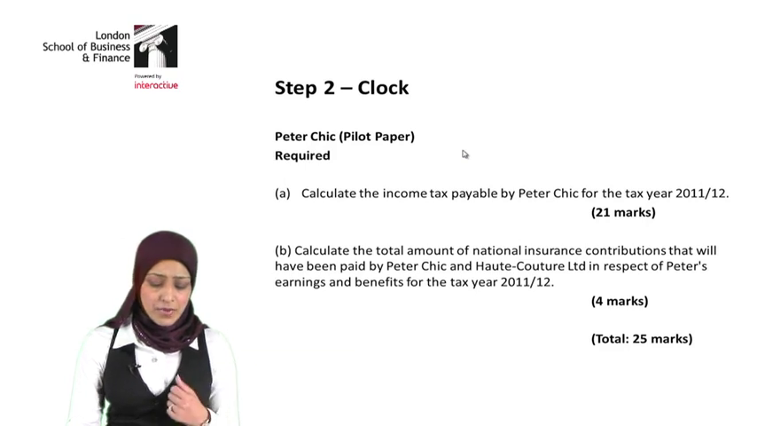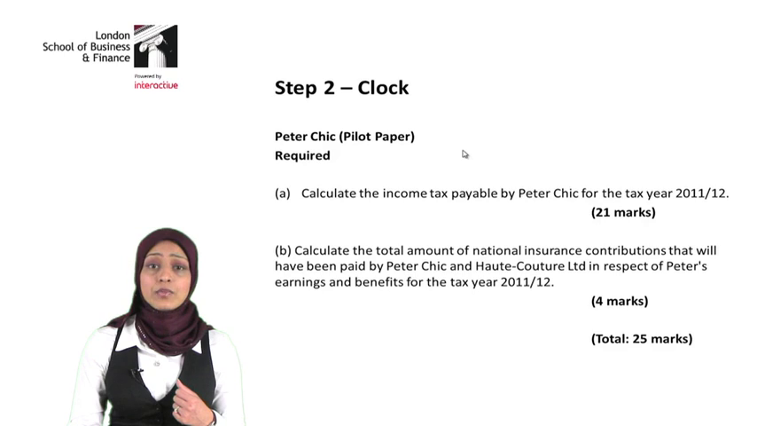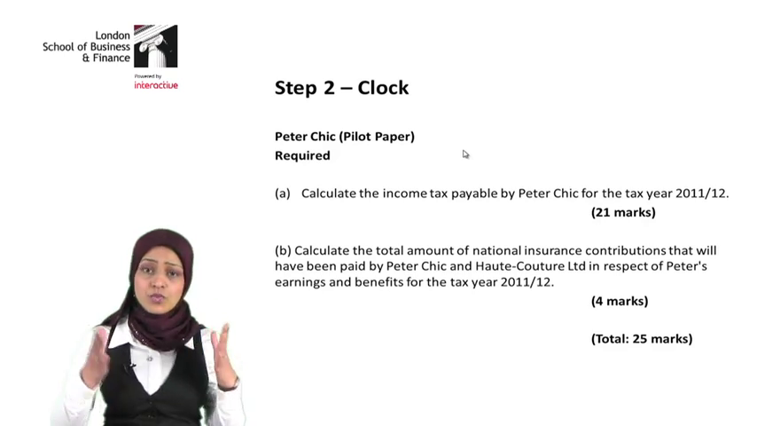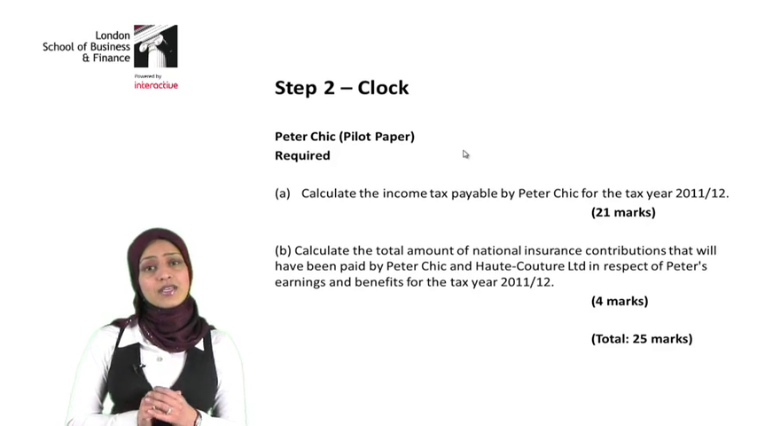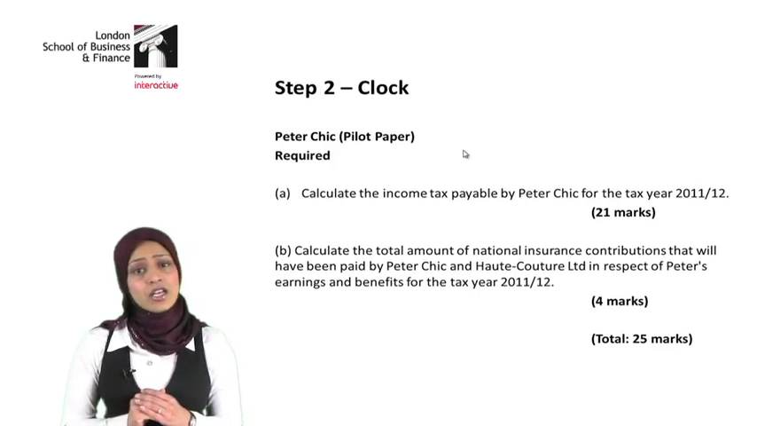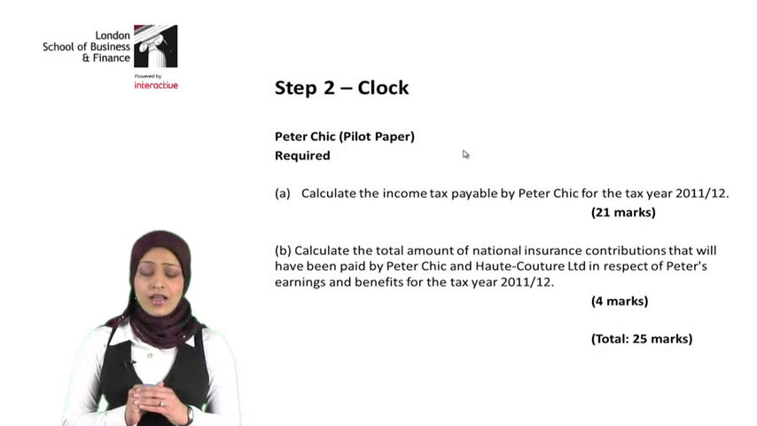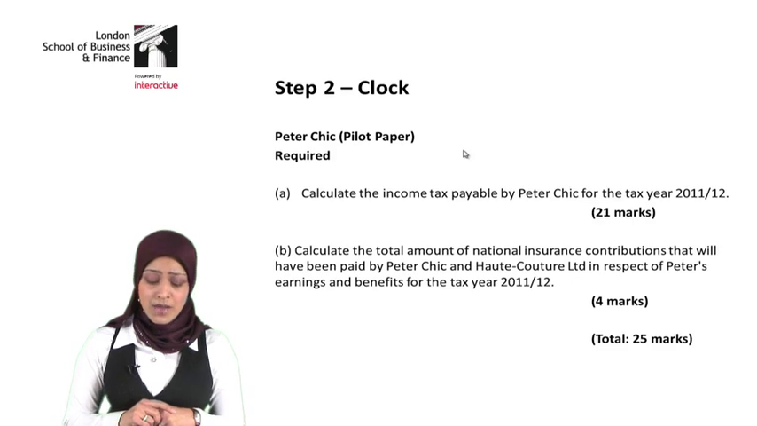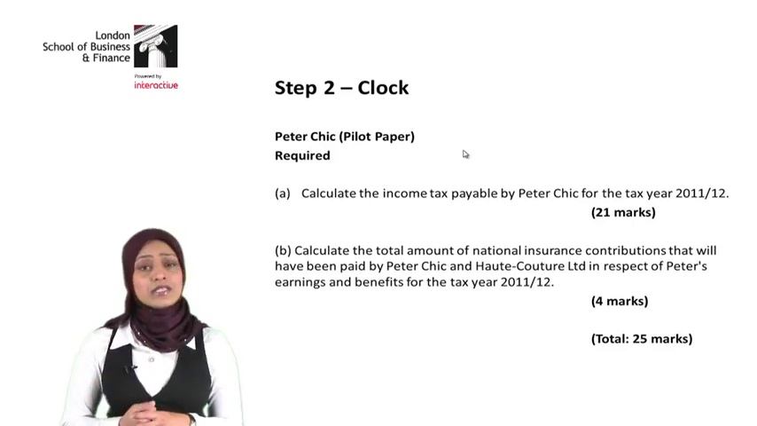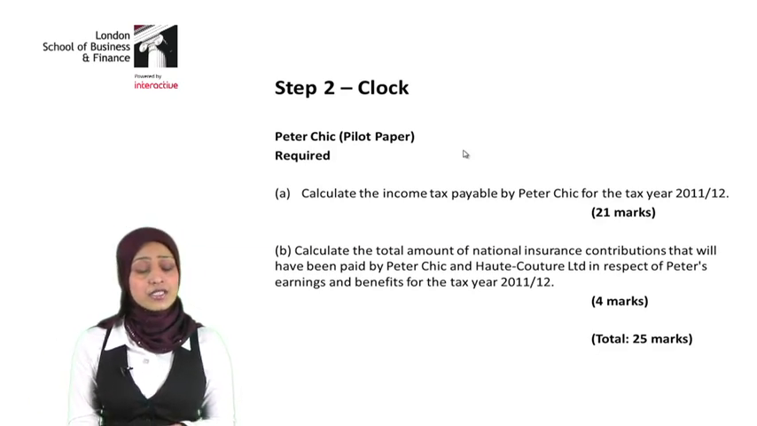So I will bring up the first requirement that we saw from the pilot paper, and I will base pretty much most of all of our steps on this requirement. This question can be found on the pilot paper, the first question on the pilot paper called Peter Chic. Now, if you remember from the first step, we read the requirement, part A asking us for the income tax payable, part B asking us for national insurance that is payable.